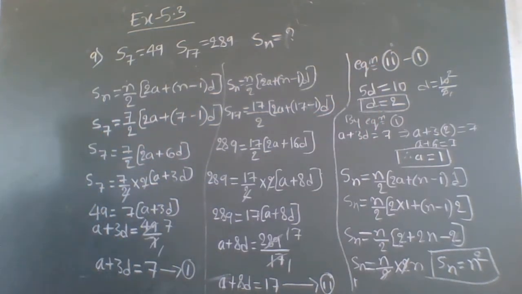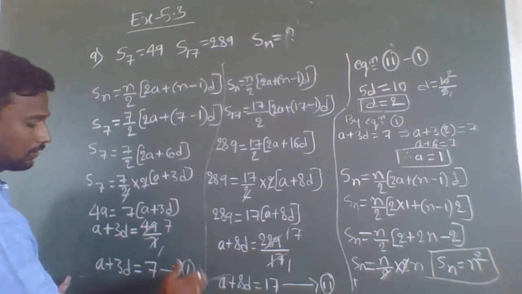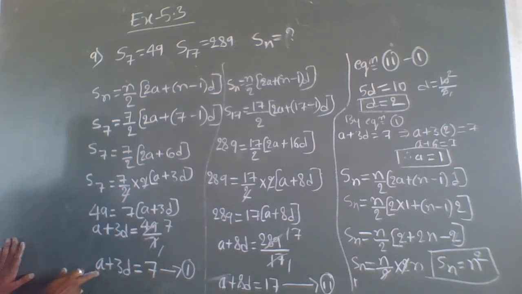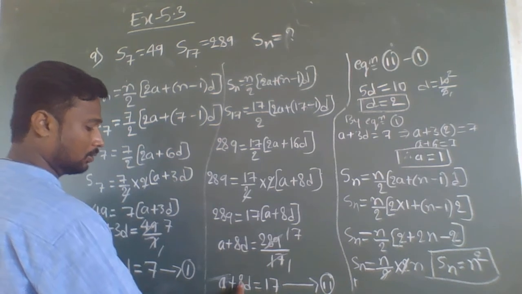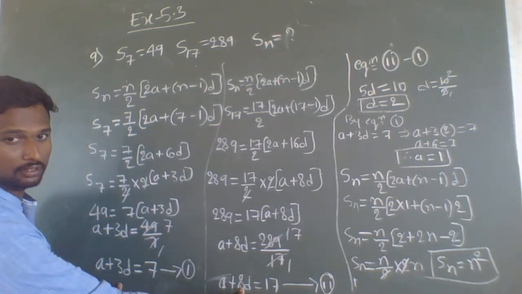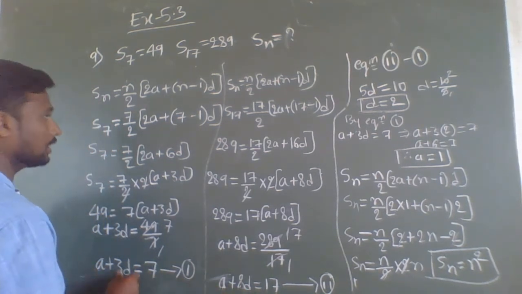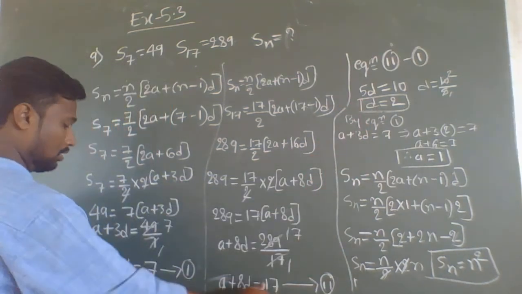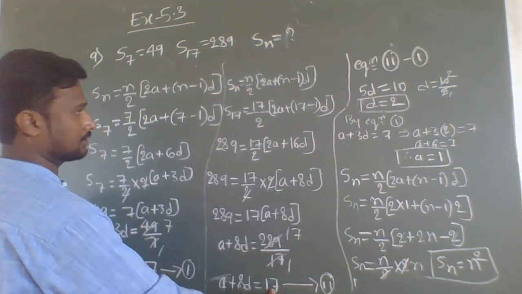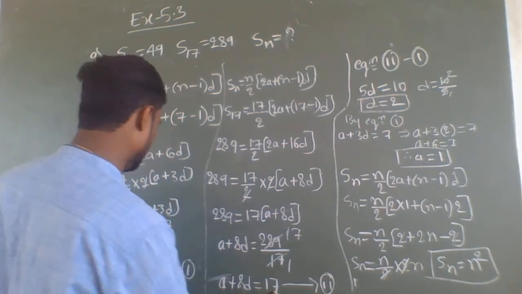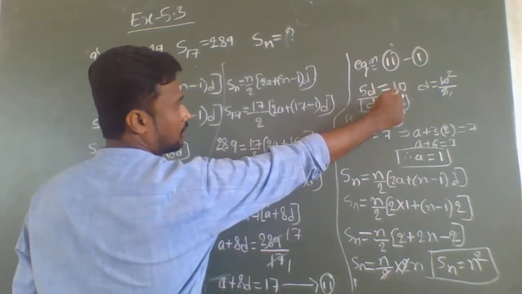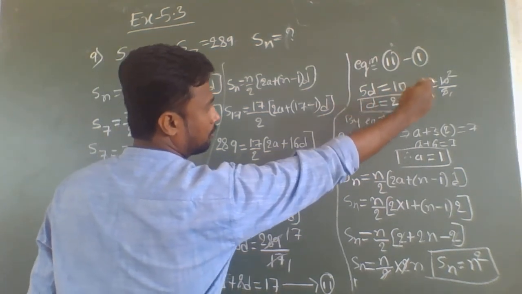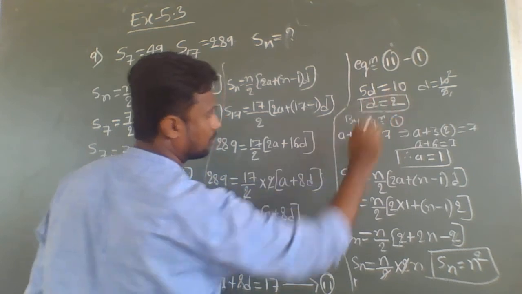So here, first I will solve the left hand side. A minus A means 0, 8D minus 3D means 5D. 8D in equation 2, it is 3D in equation 1. 8D minus 3D means 5D is equal to 17 minus 7. In equation 2 it is 17, in equation 1 it is 7. 17 minus 7 means 10. Therefore, D is equal to 10 by 5. So the D value is 2.